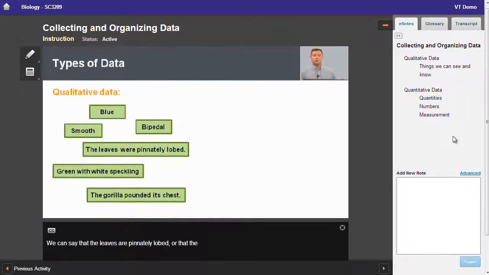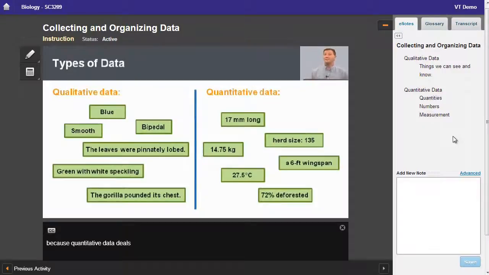We can say that the leaves are pinnately lobed, all right? Or that the color is green with a white speckling. Those are qualities of an organism, things that we can see and we can note. And it's absolutely data. But notice these are non-numerical. The gorilla pounding its chest, okay? That's a behavior, not necessarily quantitative, because quantitative data deals with quantities, numbers, okay?